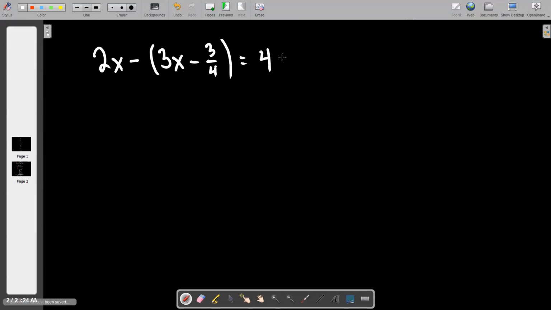equals, man, it's warm in here this morning, 4 plus 2/3 times the quantity of x minus 6.